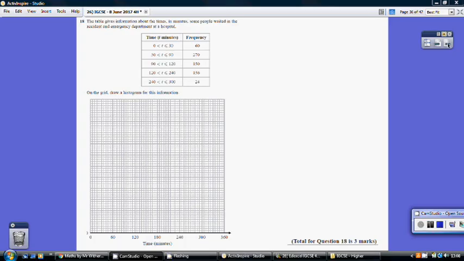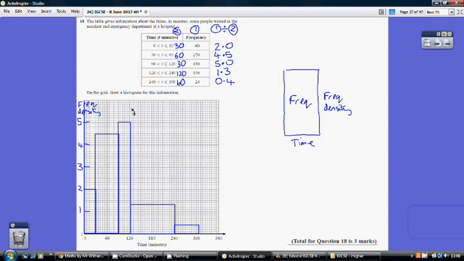Question 18. So we've got to draw a histogram. Now the key bit with the histogram is this frequency represents the area of each bar. The area of each bar. Now the time is going to be the base of each of these rectangles.